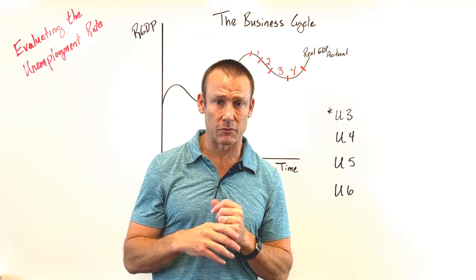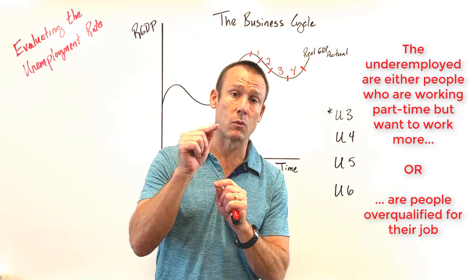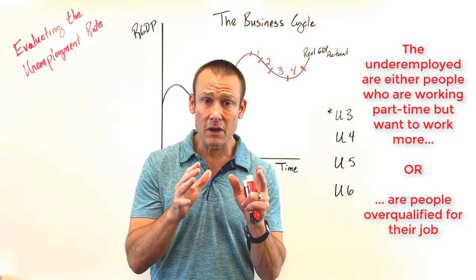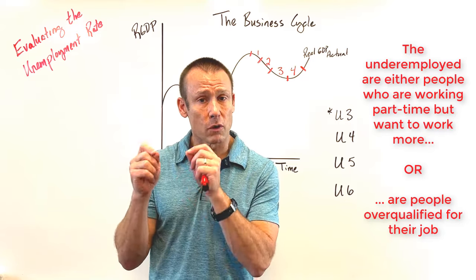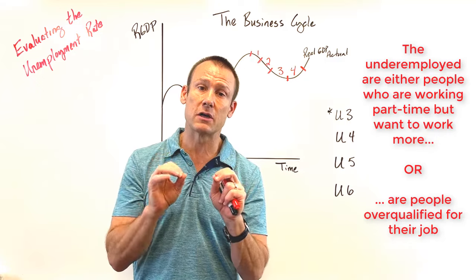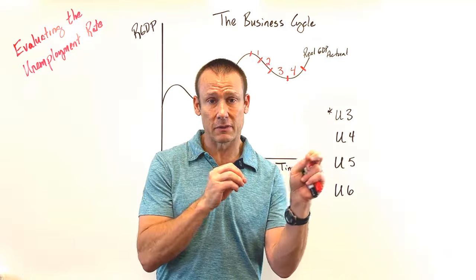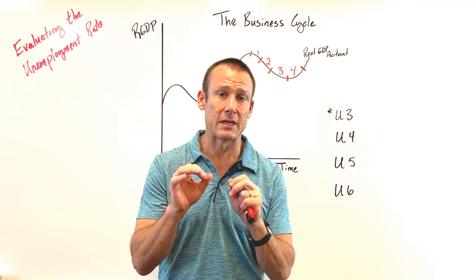The other one is the underemployed. Now there's really 2 types of underemployed. One type of underemployed is you are working part-time and want to work more hours. The other one is that you are overqualified for your job. Okay, so those are our major groups that cause the unemployment rate, again, that U3 number, to be misleading, okay? And so that's what we're gonna focus on in this video.